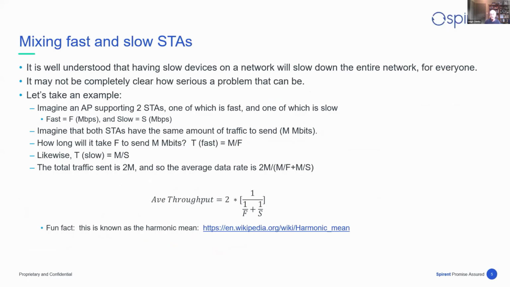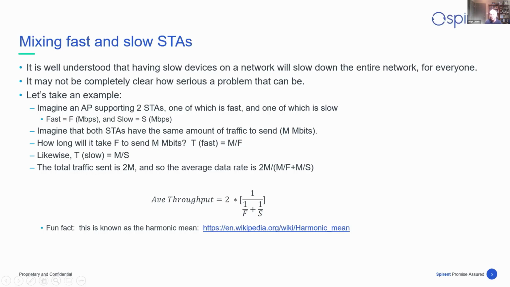It's actually pretty easy to understand how big a problem that can be if you just do a very simple exercise, which I kind of walk through here. Imagine an access point that has 2 stations connected to it, one fast and one slow. By fast, I mean that it can handle traffic at F megabits per second, and the slow one can only handle traffic at S megabits per second. Let's say both of them have to send the same amount of traffic, which is M megabits. So it's going to take the fast one M over F seconds to send that, and it's going to take the slow one M over S.